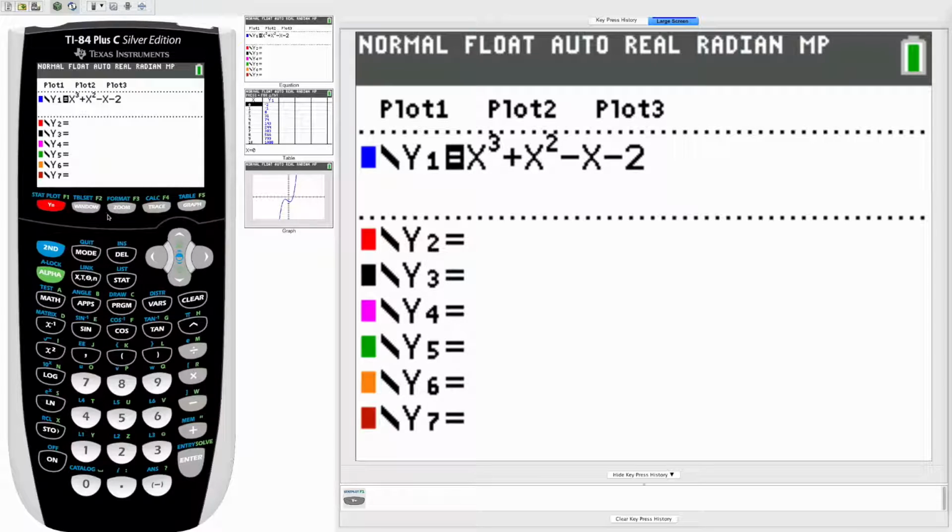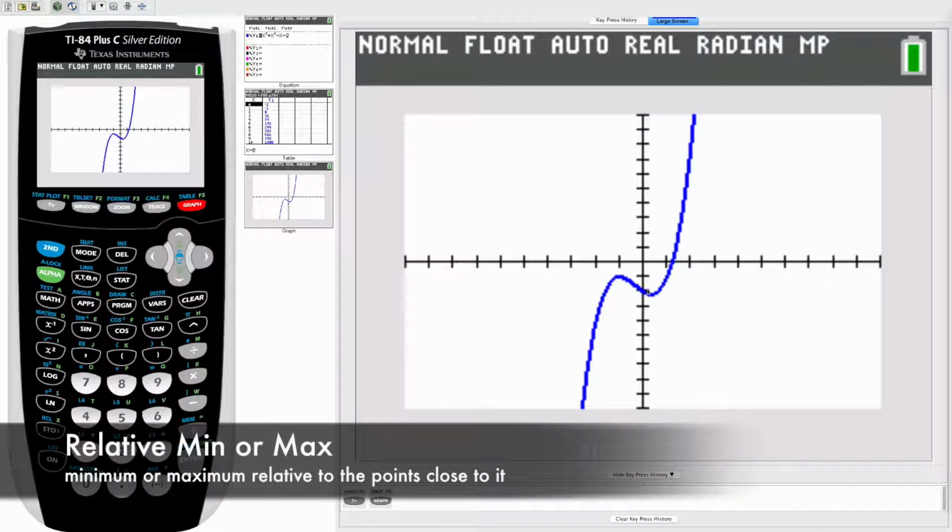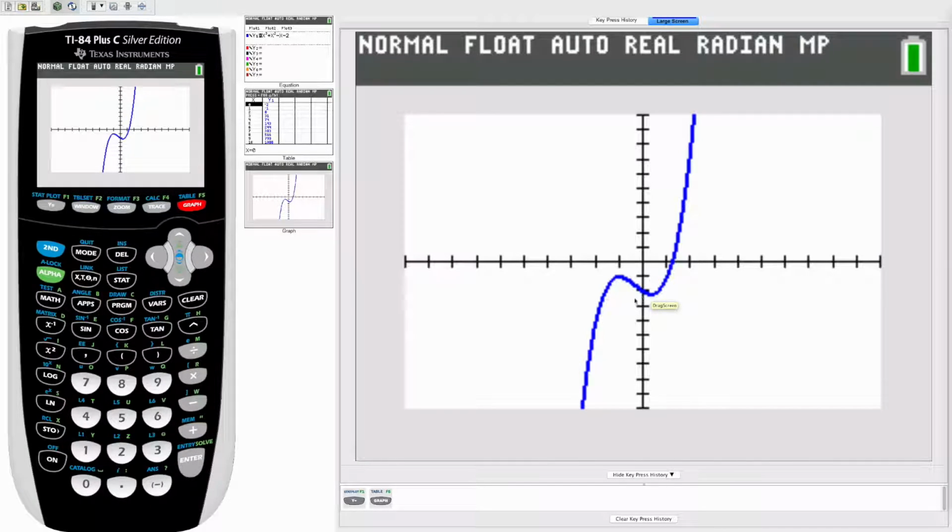Okay, from there you're going to want to graph it, and it looks something like this. As you can see, we have a relative max right here and a relative min right here. Remember, that's the hills and the valleys, the very top of the hill or the very bottom of the valley. So that's what's going to be the relative min and max for this function. So we have to figure out what this value is and what this value is.